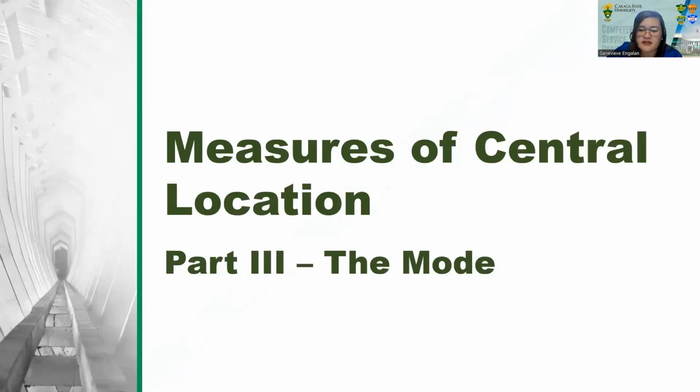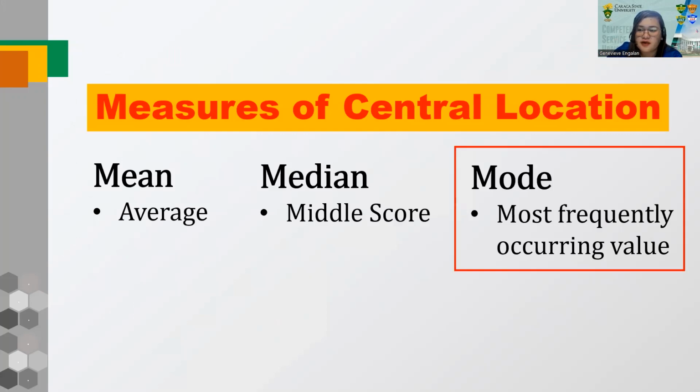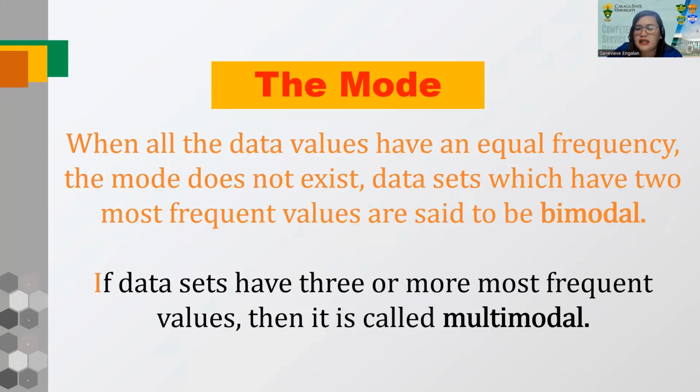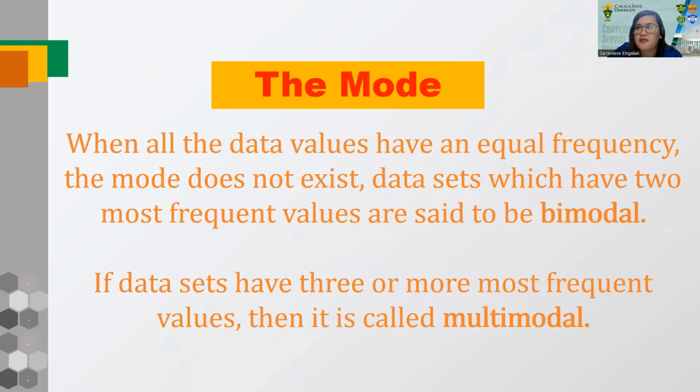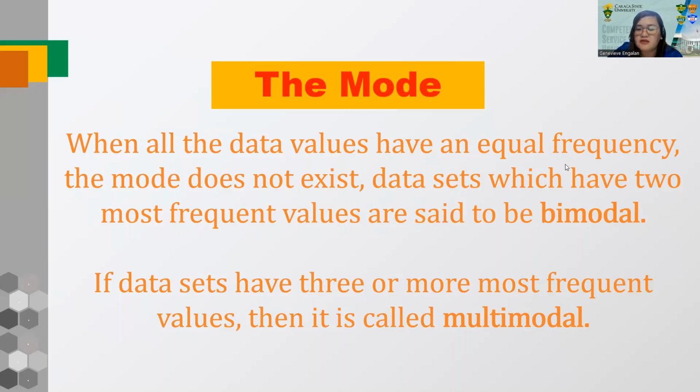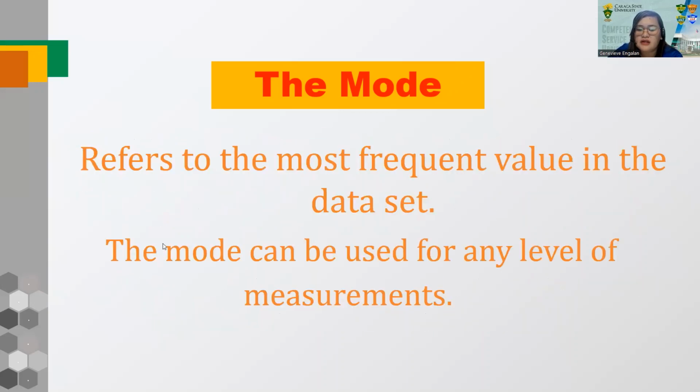Okay, so measures of central location, the mode. This is the most frequently occurring value. So let us clarify, not all data sets have a mode. When you have equal frequency, meaning all values in your data set have the same count, then there is no mode.